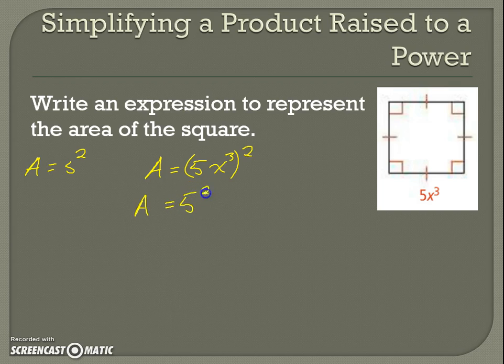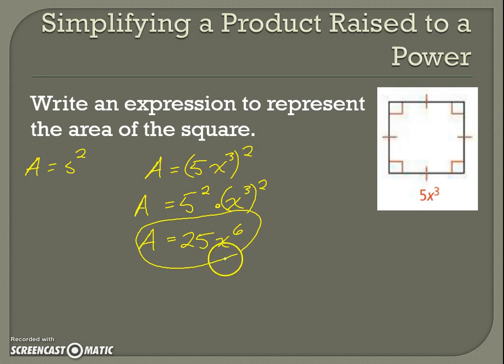So what I get is 5 squared times x cubed squared. 5 squared is 25, and x cubed squared, power raised to a power, you multiply those two exponents, is x to the 6th. So the area of this square is going to be 25x to the 6th using that rule. Again, it's technically not the distributive property, but you are distributing that exponent to everything in those parentheses.